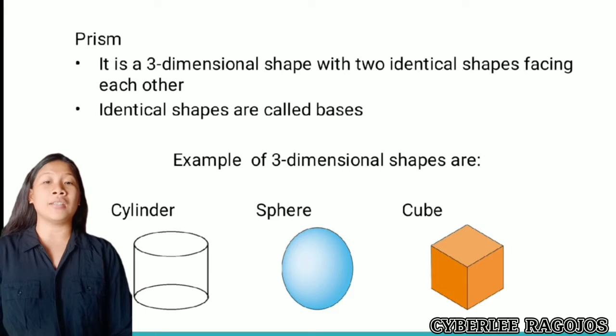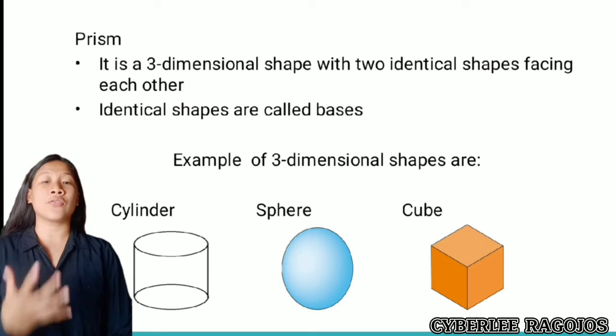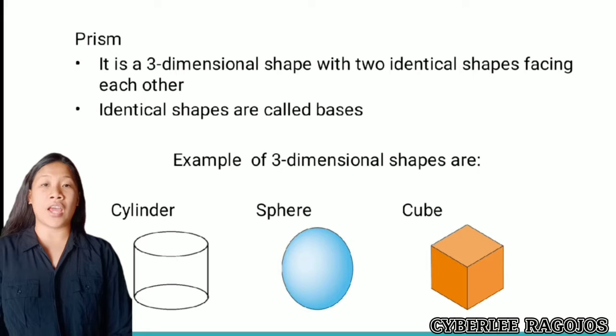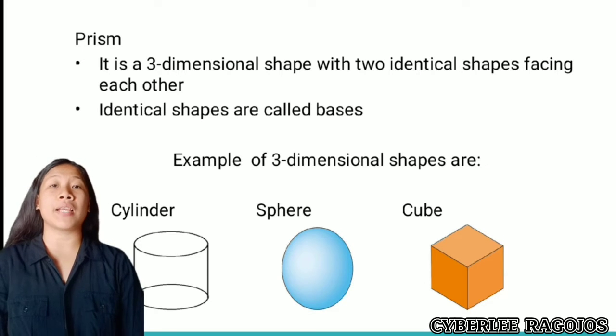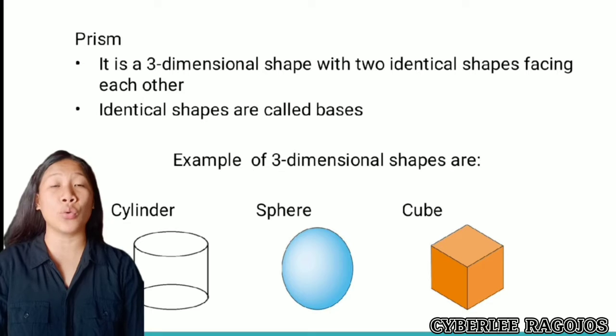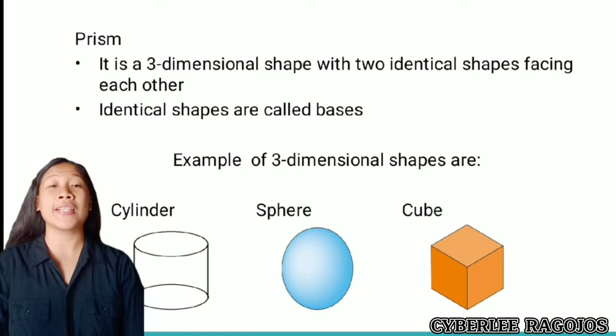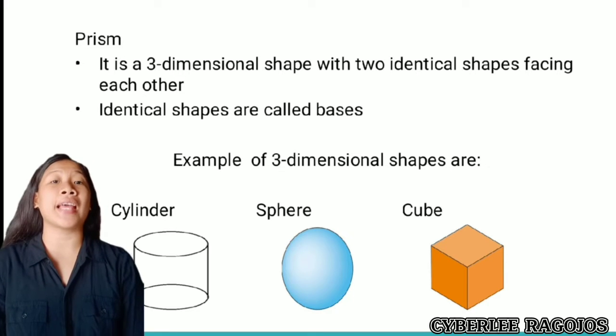Before we begin our discussion, let us first know what surface area and prism are. What is a prism? A prism is a three-dimensional shape with two identical shapes facing each other. These identical shapes are called bases.